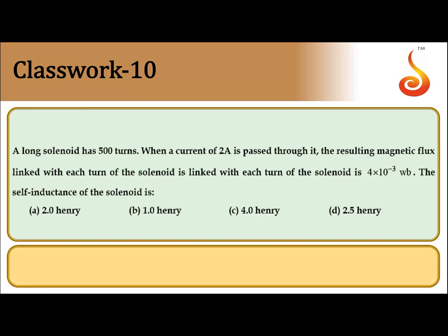Next one. A long solenoid has 500 turns. When a current of 2 ampere is passed through it, the resulting magnetic flux linked with each turn of the solenoid is 4 into 10 to the power of minus 3 Weber. The self-inductance of the solenoid is.